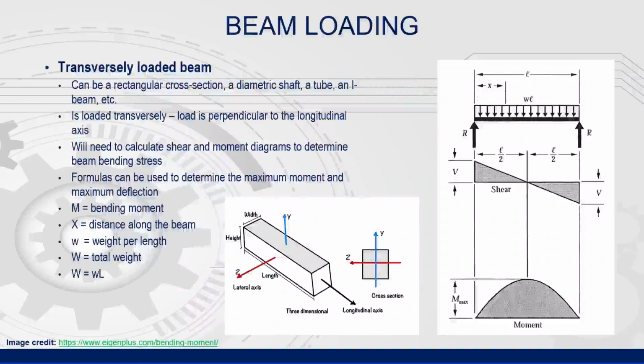The first thing we need to do is to define a transversely loaded beam. This means we have effectively a horizontal beam member, as shown here, and it is supported at either one or both ends, as shown here. And it carries a load, such as this load here, which is a distributed load. The load direction is perpendicular to the beam's longitudinal axis. Note the longitudinal axis shown here in the image.